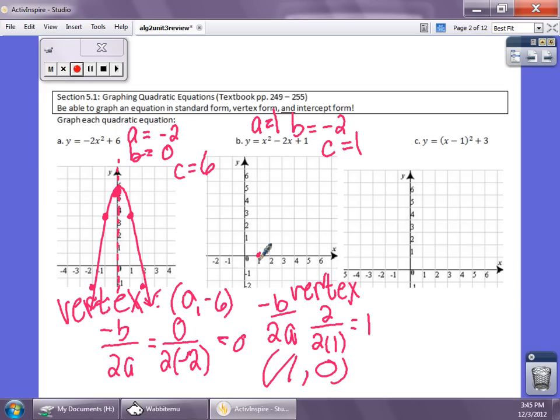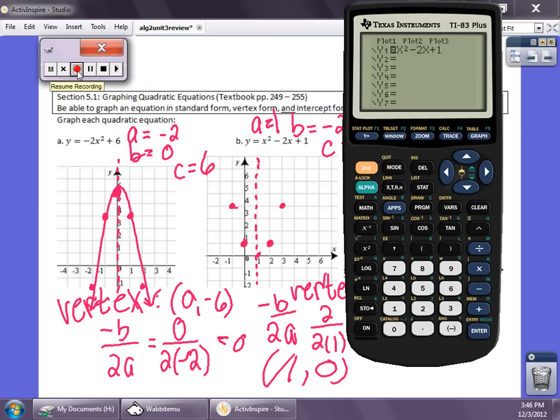And then from there I can plug it into y equals on my calculator. I plugged in x² minus 2x plus 1. Second table will give me my table of values. I plotted a couple more points, (-1, 4), (0, 1). My vertex was at (1, 0). I have (2, 1), and then if you scroll down, we can plot (3, 4), and then draw your smooth curve.